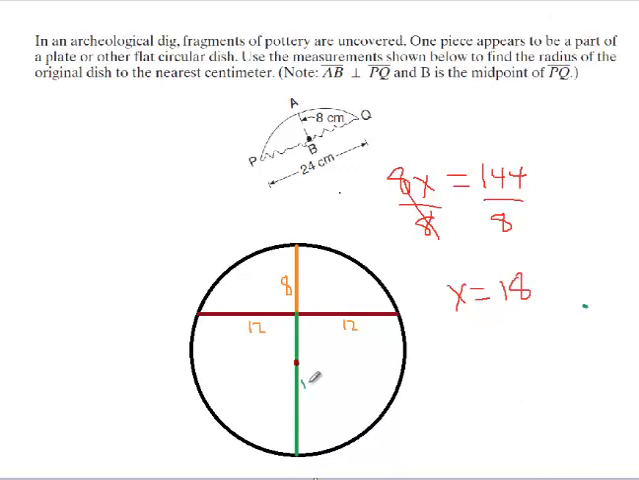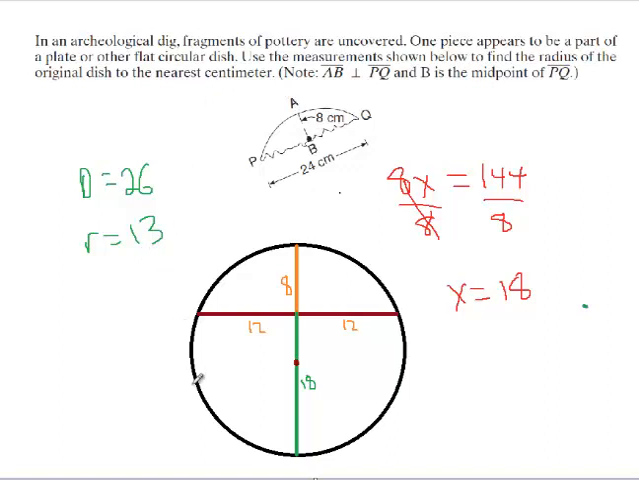Now, so that means the entire diameter is what? The entire diameter is 26, 18 plus 8. That's the entire diameter. So if the diameter is 26, that means the radius of this circle is 13. So if we want to find the radius of the original dish to the nearest centimeter, well, it's 13. It's a whole number. It's 13.